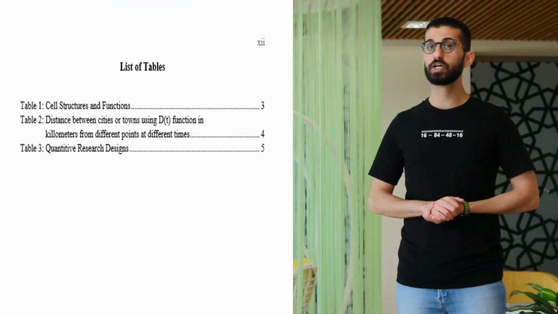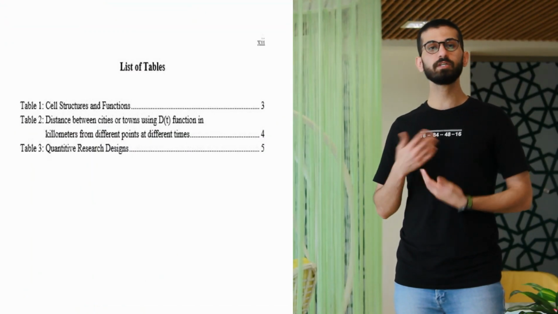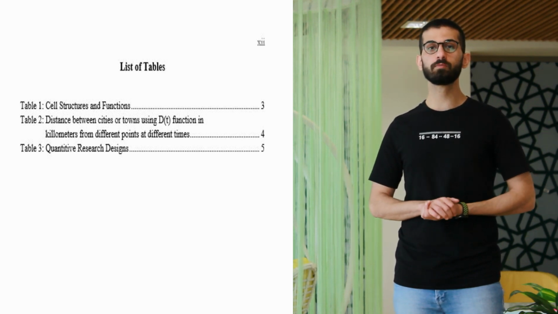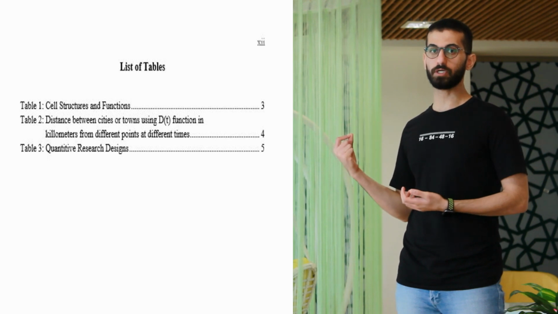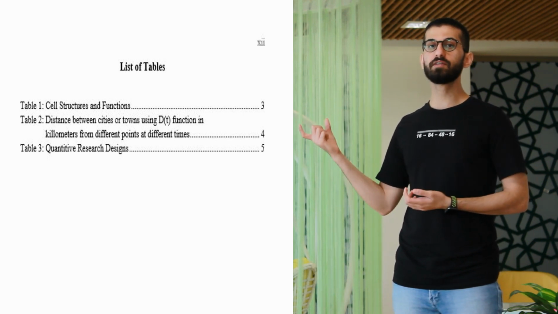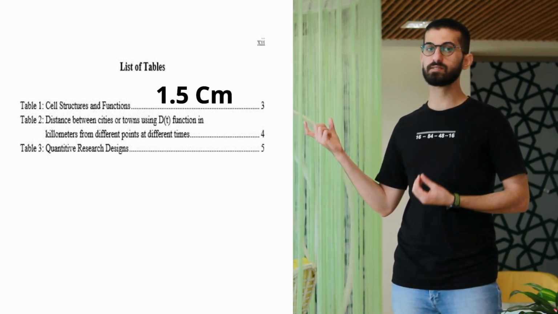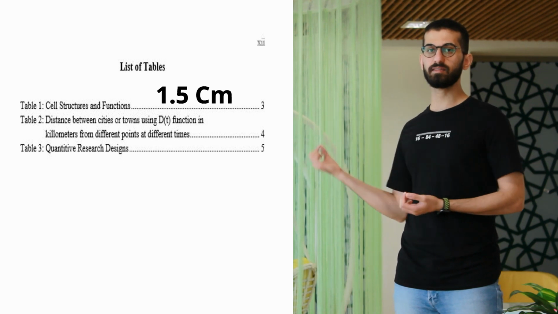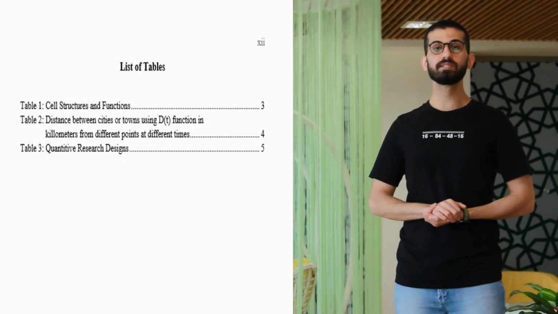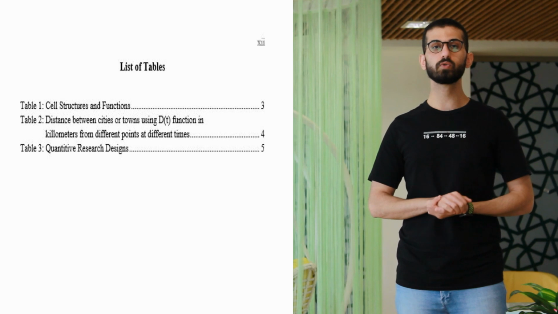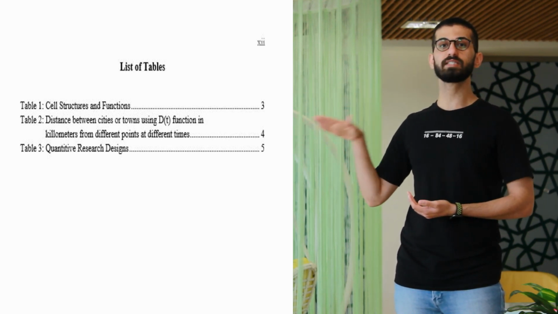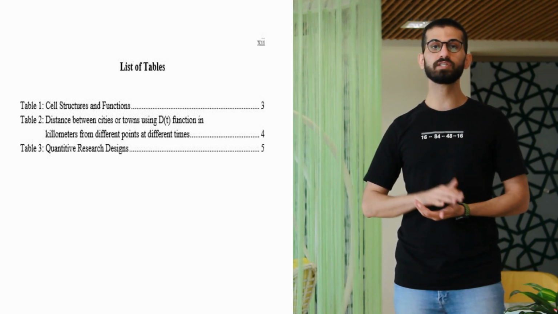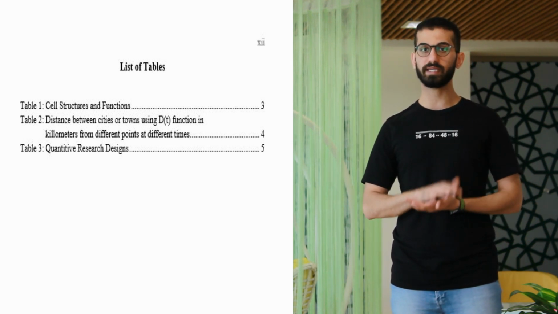Now the next page that you have to do is the list of tables. Similar to the table of contents, one of the most common mistakes we see here is that the title is so close to the page number. What you have to do here is leave at least 1.5 centimeters of space between the text and the page number as well. One other mistake that we see a lot is that students duplicate the tables. For example, they have table 1, table 2, table 3, table 3. Please read through your tables and make sure that none of them is duplicated.